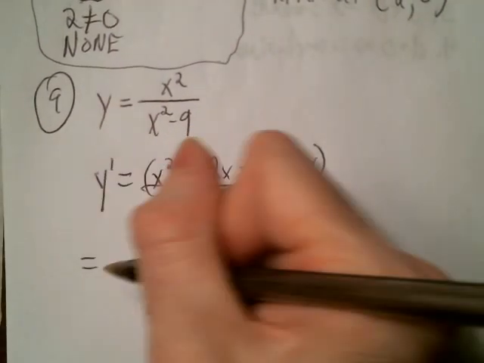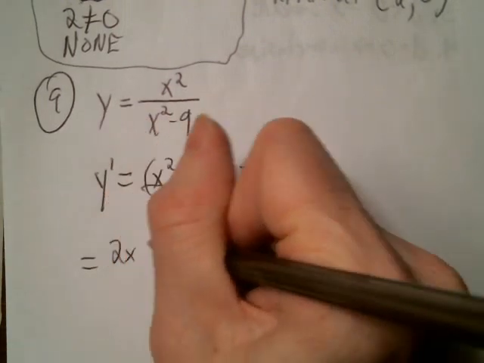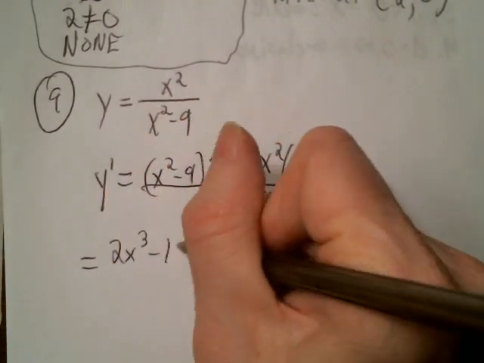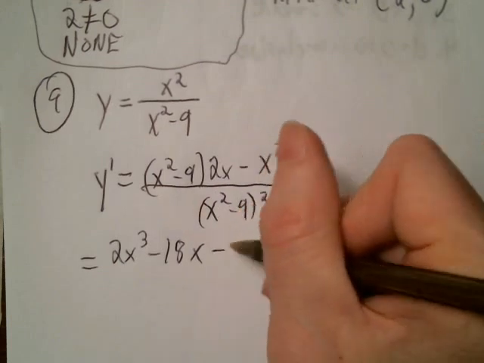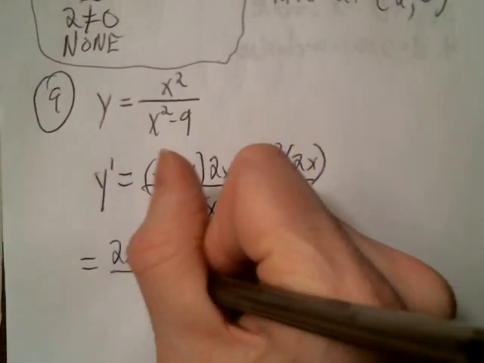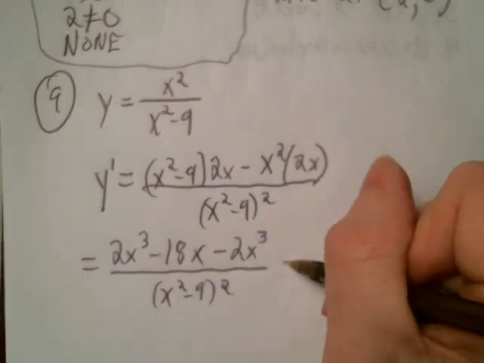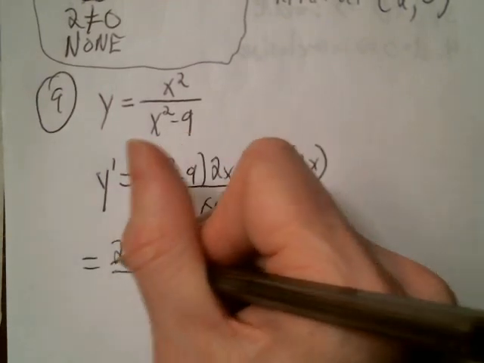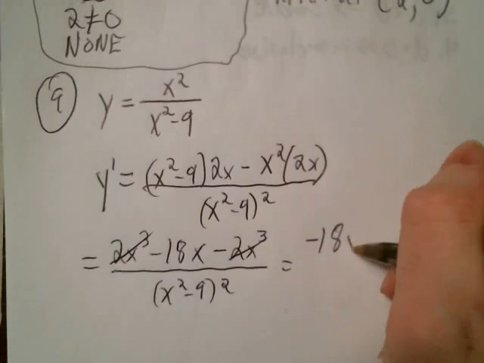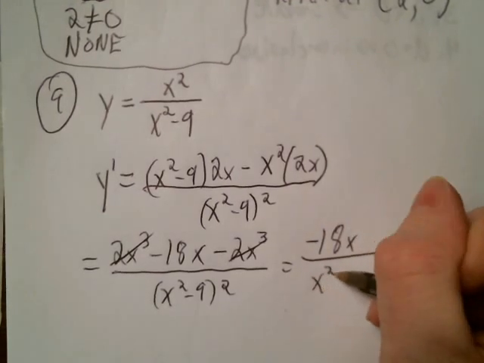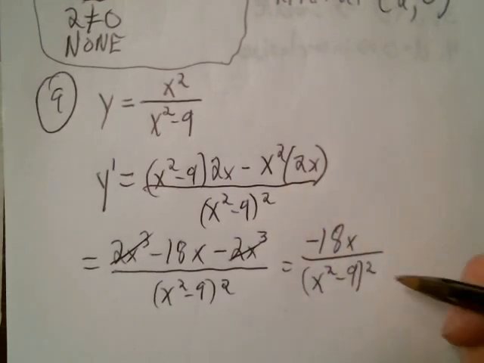Okay, clean it up. So we get 2x cubed minus 18x minus 2x cubed. And that'll be all over x squared minus 9 squared. And the 2x cubes will cancel out and get negative 18x all over x squared minus 9 squared.